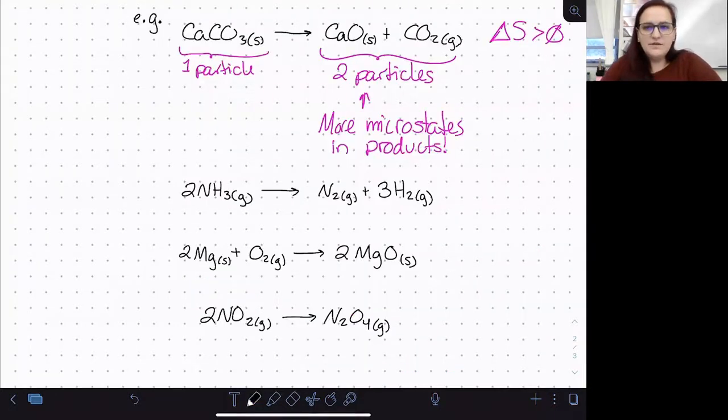So why don't you take a few minutes and try to identify for the next 3 reactions whether you expect delta S to be positive, negative, or approximately 0.